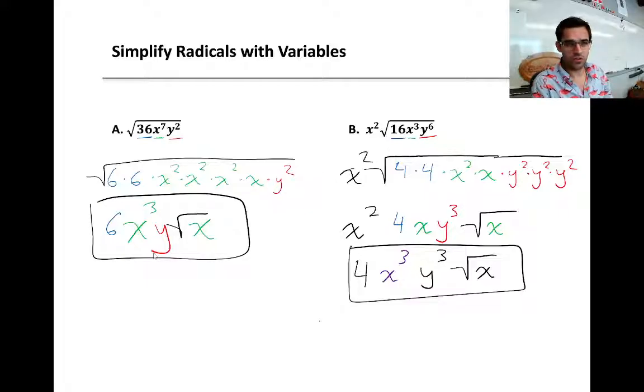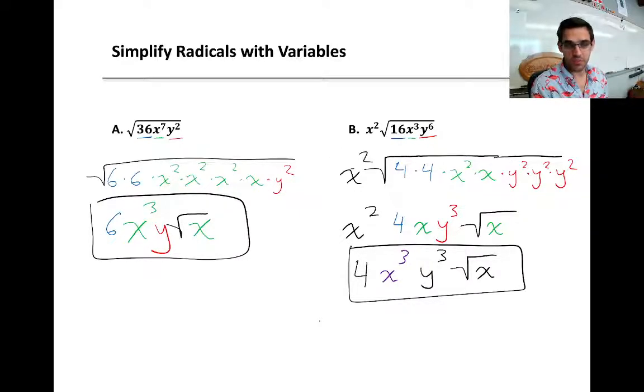If we try to connect this back to our geometric representation, it's probably going to sound ludicrous, but we're building a square, and the number of blocks on one side of this square is 6 times x to the power of 3 times y. Like I said, it sounds ludicrous. And the area of each one of those blocks is an area of x. There you go.